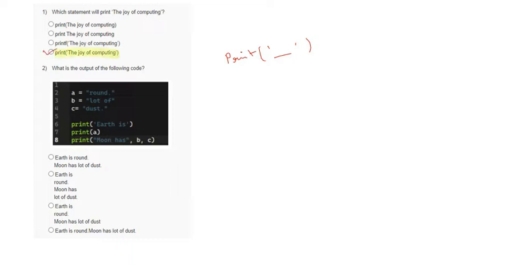In the next question it says, what is the output of the following code? A equals "round", B equals "lots of", and C equals "dust". These are strings. Print: "Earth is" will be printed first, then it will print "round" because A equals "round", and after that it will print "Moon has lots of dust". That means option C is correct.